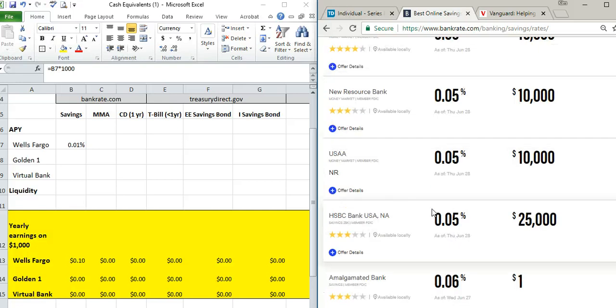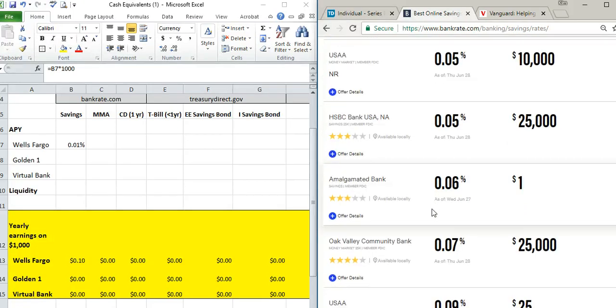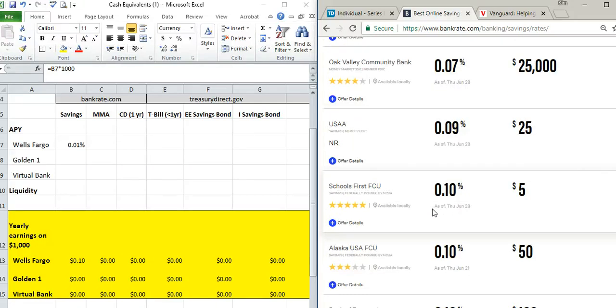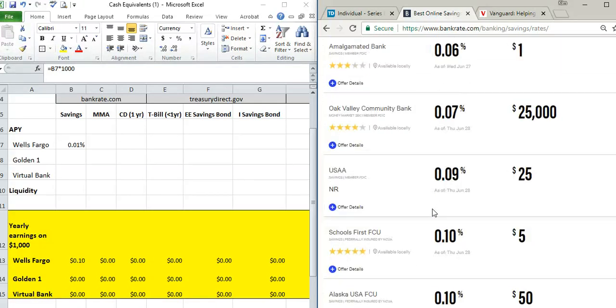Remember, I told you those rates in money markets are going to be slightly higher because there's more restrictions. Okay, but right now I do know that Golden One is 0.15%. So there's your 0.15% at Golden One, which means in a year you would earn $1.50. Okay, $1.50 at Golden One. Well, hey, it's more than Wells Fargo.